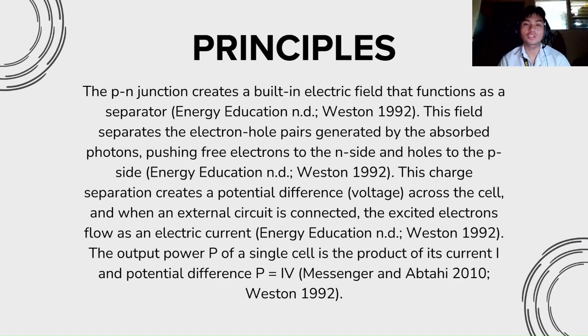Now, the PN junction creates a built-in electric field that functions as a separator. This field separates the electron-hole pairs generated by the absorbed photons, pushing free electrons to the N side and holes to the P side. This charge separation creates a potential difference across the cell, and when an electrical circuit is connected, the excess electrons flow as an electrical current. The output power P of a single cell is the product of the current and the potential difference.